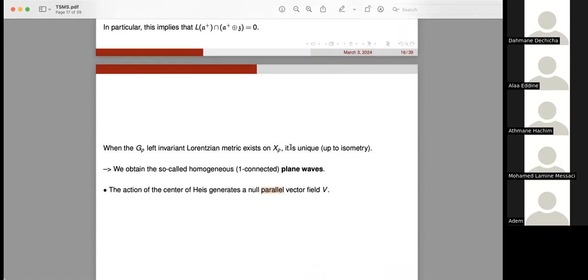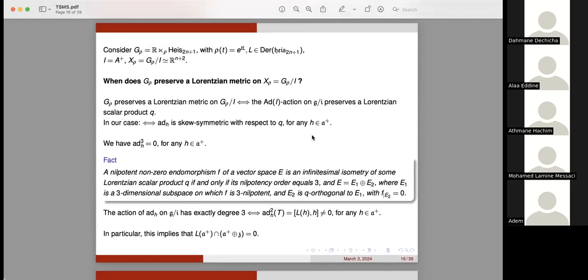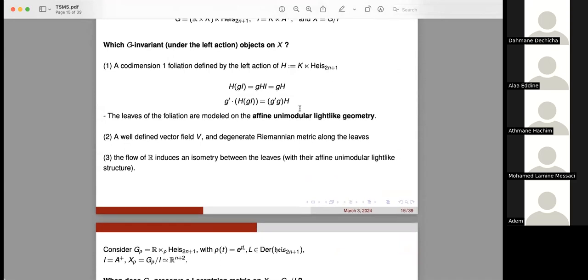I have a homogeneous space on which I have a parallel null vector field generated by the action of the center of the Heisenberg group, and the orthogonal of the distribution, which is orthogonal to V, defines this foliation I gave before, which is modeled on the affine unimodular light-like geometry.